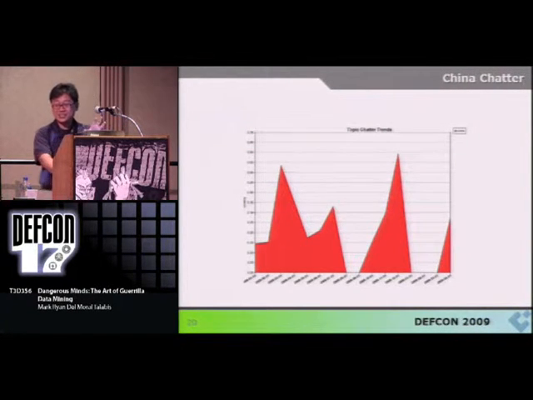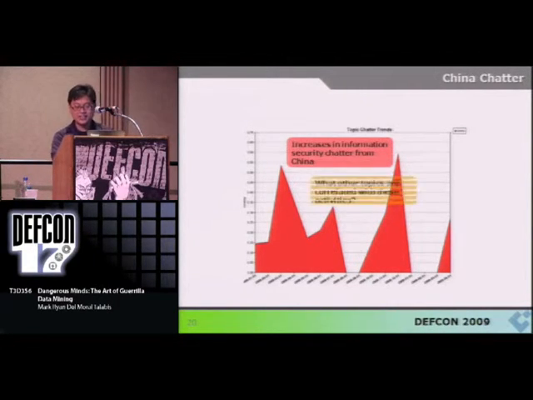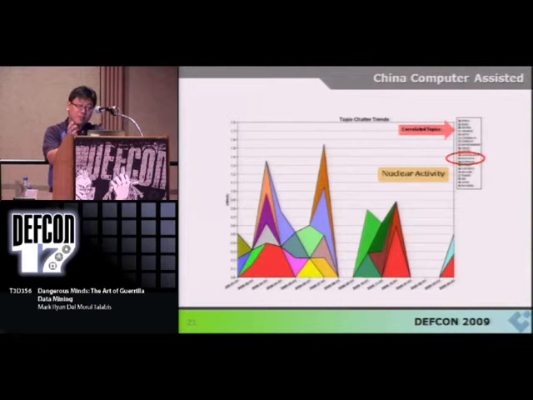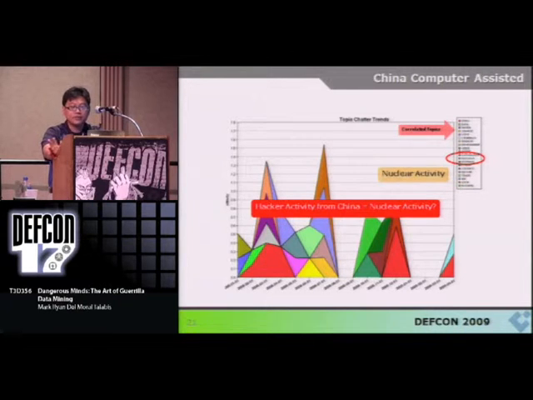Here we go. This was what you saw a while ago: increases in China chatter, increases in security chatter. And the question is, what other topics are correlated with these activities? So these are the correlated topics. Some are obvious, some are not. But for example, one of the correlated activities is nuclear activity. Basing off that, you'll have your hypothesis now: hacker activity from China, nuclear activity. So where does that get us?